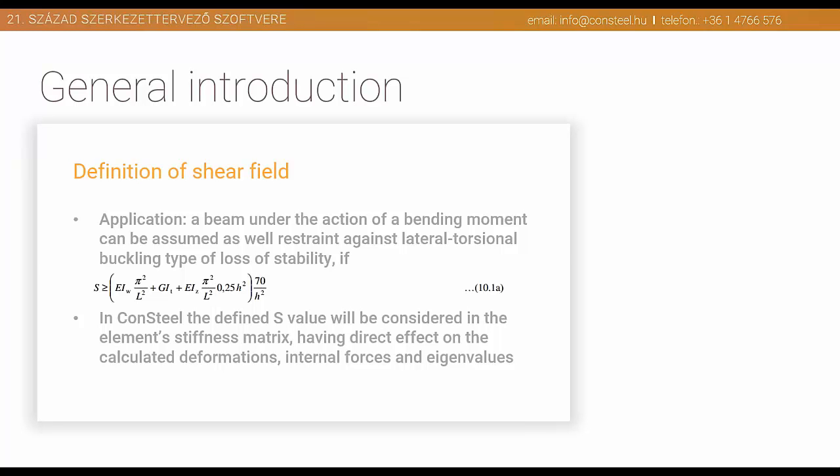To consider this is maybe possible in the hand calculation, but this is not the way it's done in ConSteel. In ConSteel, we directly consider the value of S within the stiffness matrices. So we calculate with the help of ConSteel the value of S, and then this S is assigned to all the element stiffness matrices which are connected to the shear field. This way, we will continuously and directly consider the effect of this S in all the calculated deformations, internal forces, and eigenvalues.